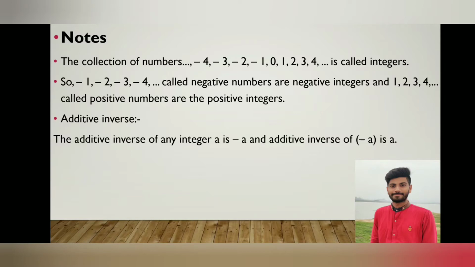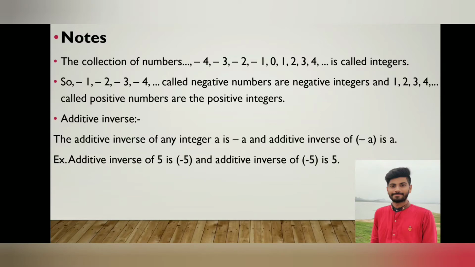Okay, remember that if you have positive integer, then what will be the additive inverse? Additive inverse of that number, just put the negative sign before it. If it is negative number, then your additive inverse will be positive. Okay, the value will be same, but the sign will be different. For example, additive inverse of 5 is minus 5. Similarly, if it is minus 5, then additive inverse will be plus 5.